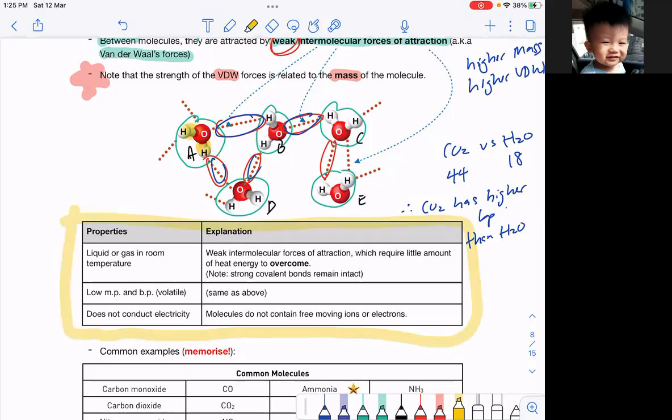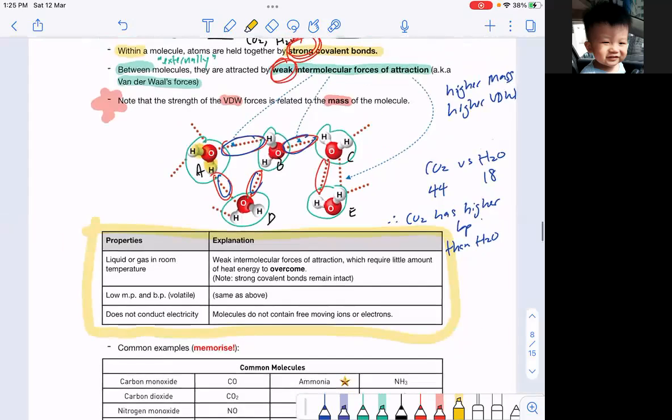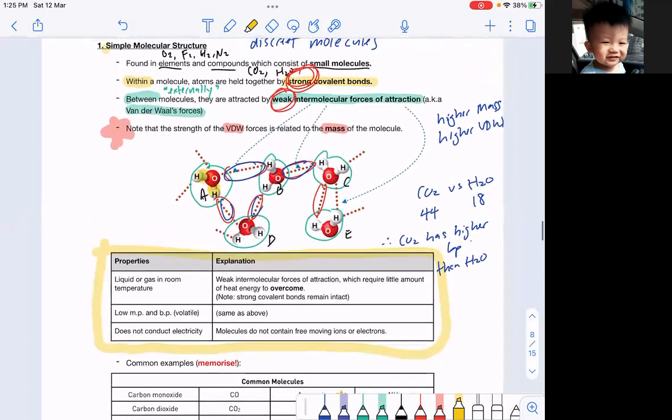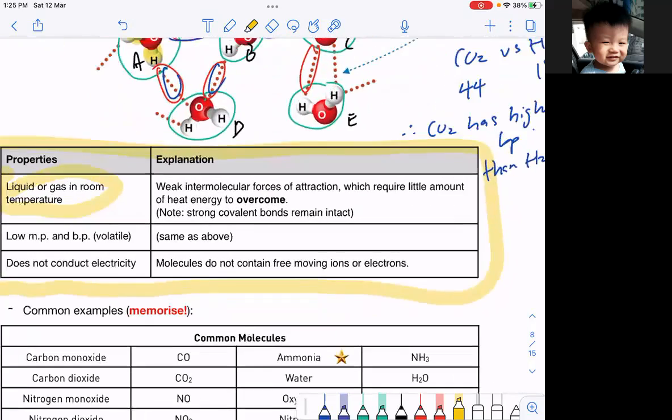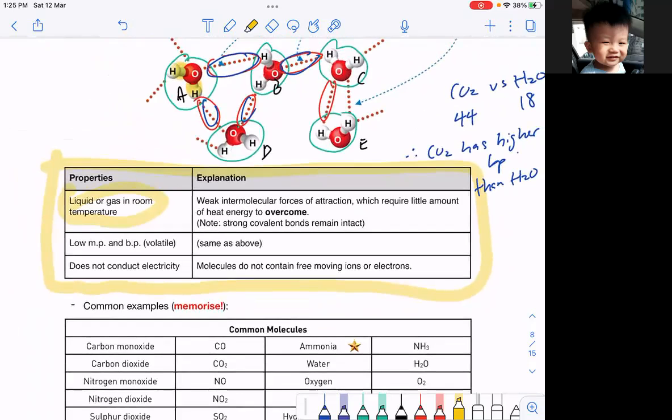So they will ask you, why would simple molecules always tend to be liquid or gas at room temperature? They will ask you this question. You have to say every single word here. They ask you, how come water is liquid at room temperature? We all know water is liquid at room temperature. They ask you why. You just copy this off.